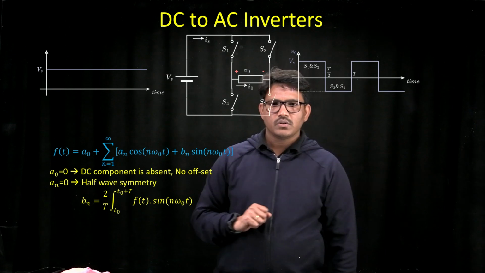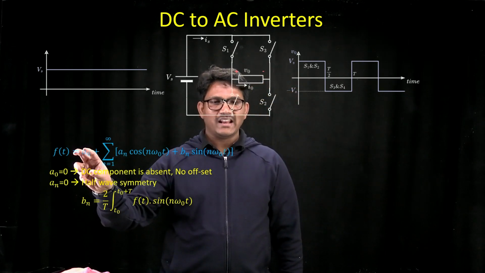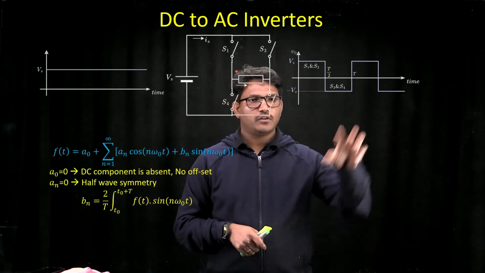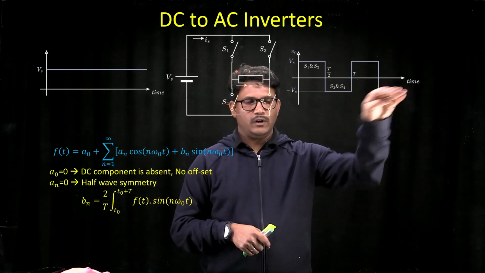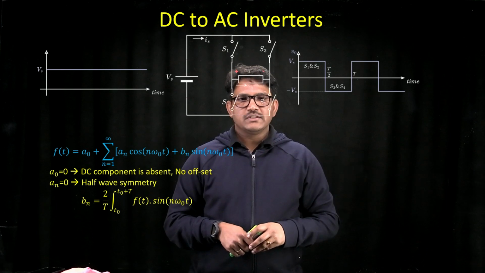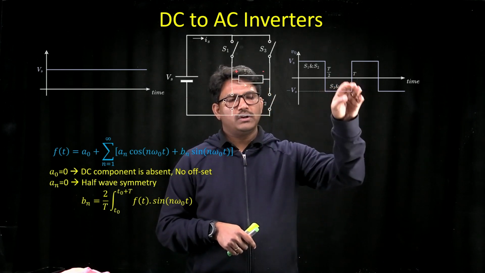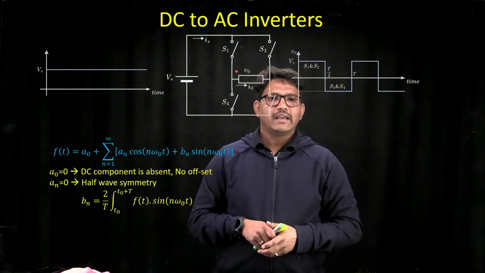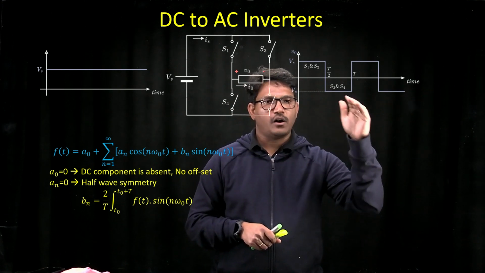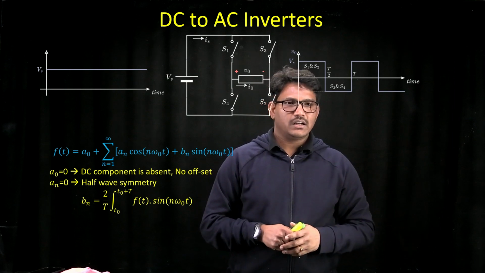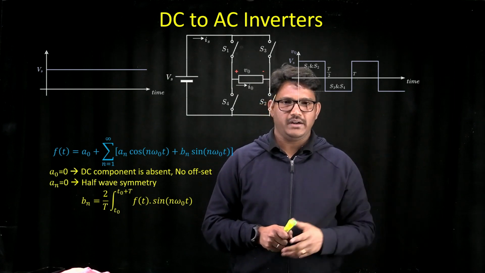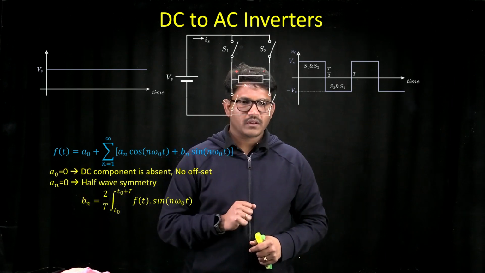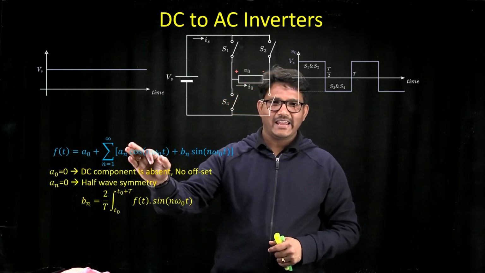A0 is something that indicates the offset of this output voltage from zero level. Since the output voltage is symmetric about the time axis, it doesn't have any offset, or in electrical terms, any DC component, so the value of A0 is equal to 0. The next one is An.